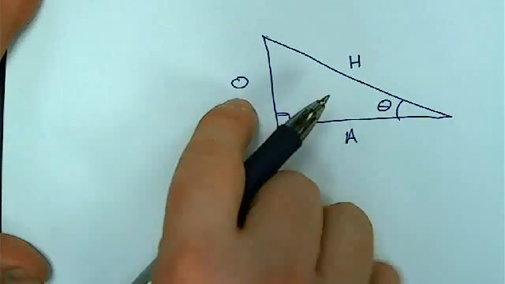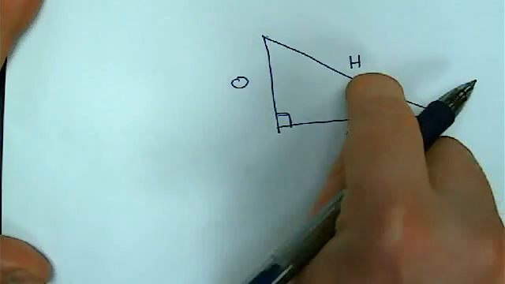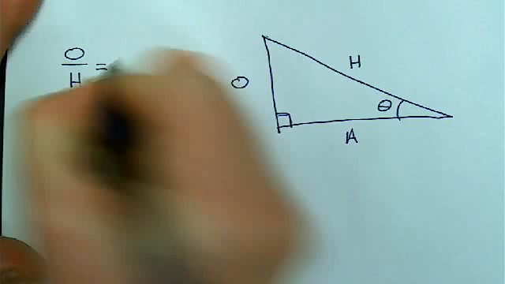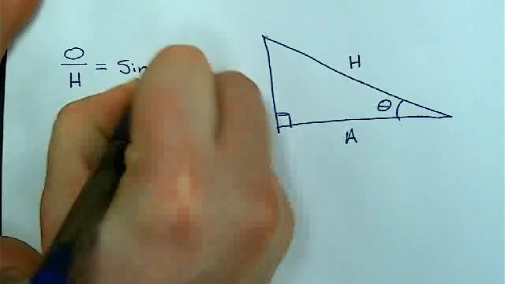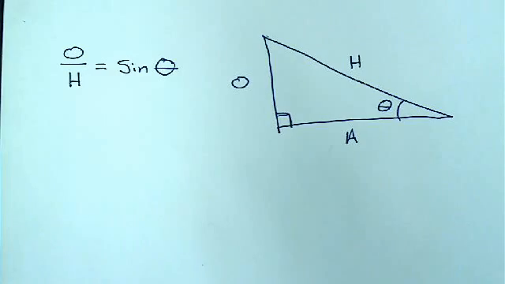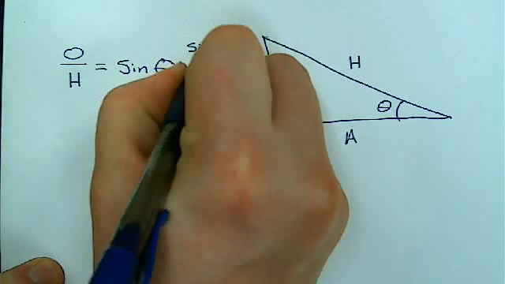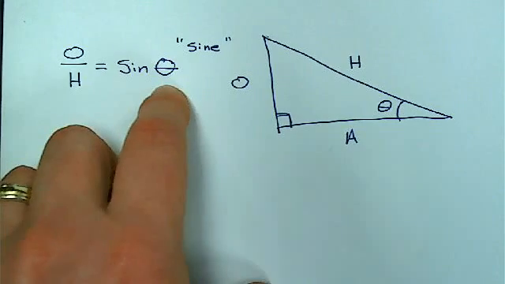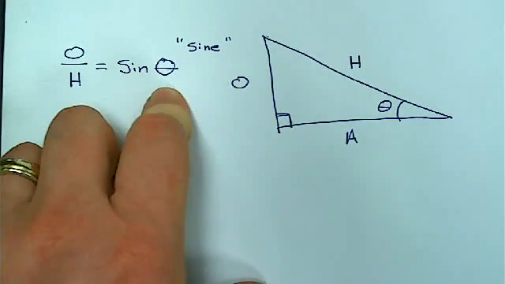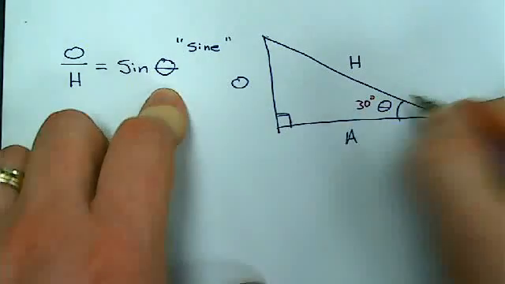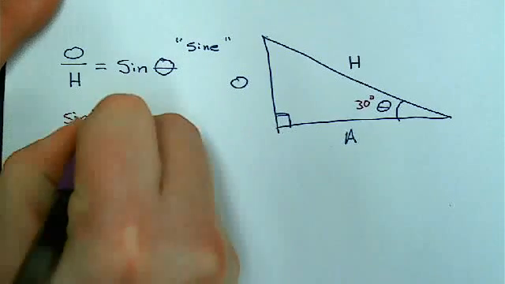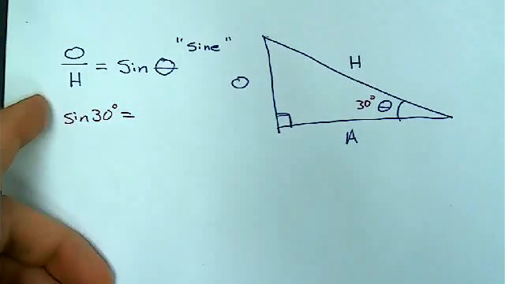Now we talked about the ratios of these sides. So if we do the opposite divided by the hypotenuse, that ratio is referred to as the sine of the angle. We abbreviate it as sin, S-I-N. That's the sine. And then we say what angle we're looking at. So for the given angle, whatever it might be, let's say for argument's sake it's 30 degrees, there is a known ratio of the opposite to the hypotenuse.